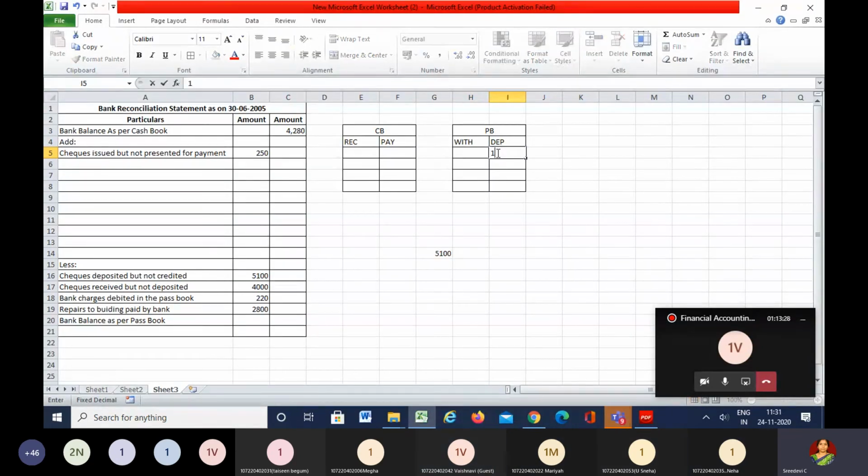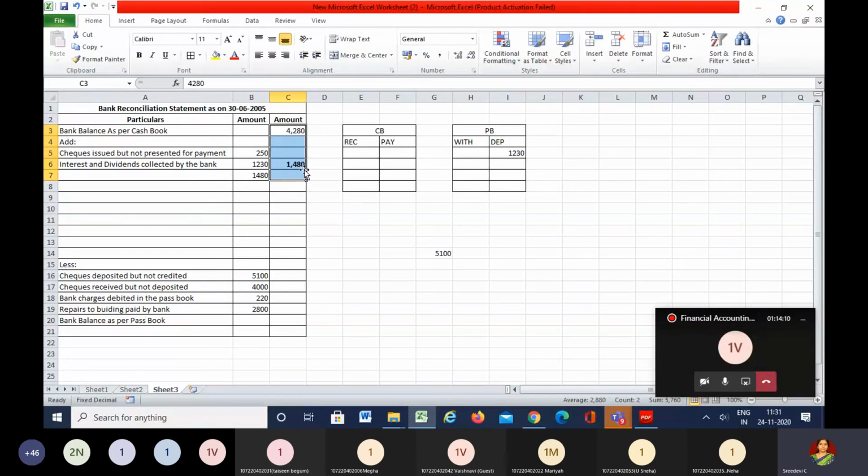So if you are making an entry on the deposit side, what happens to the balance? It increases. So passbook is more and the cash book is less. So we will add here. So interest and dividends collected by the bank. The amount over here is 1230. So the total is 1480.